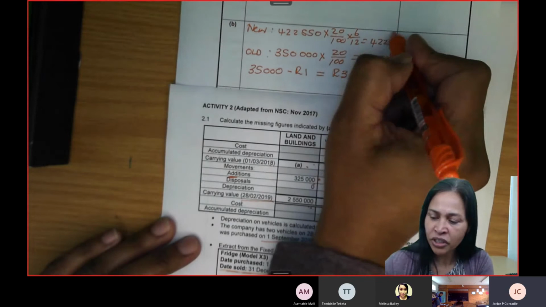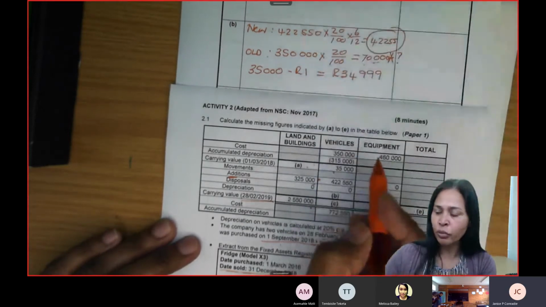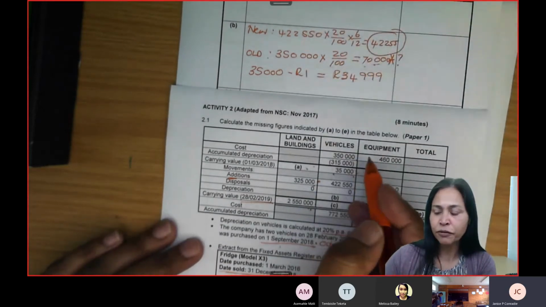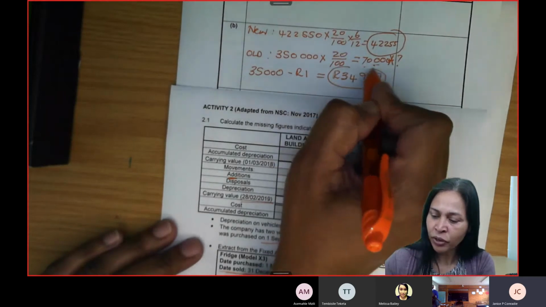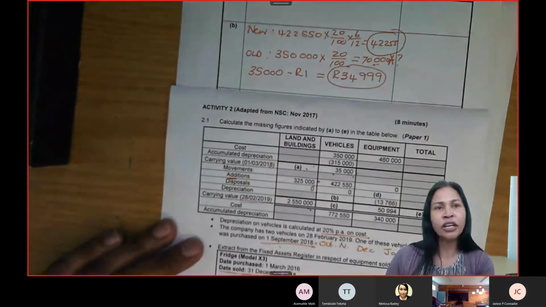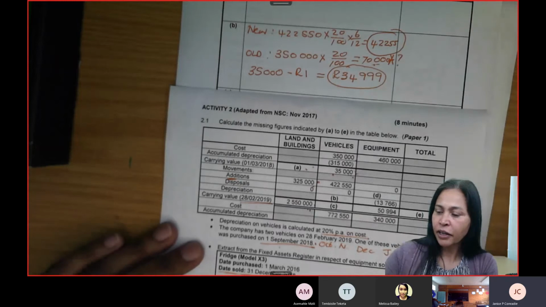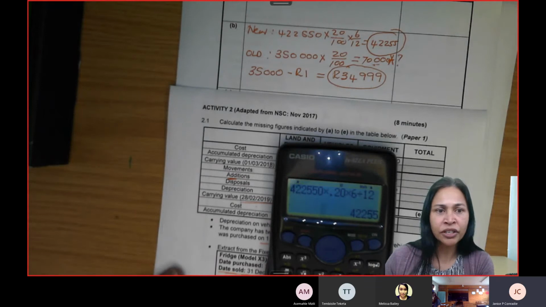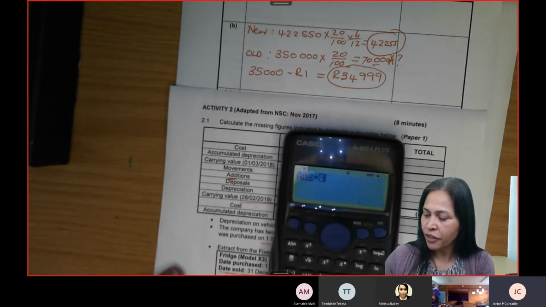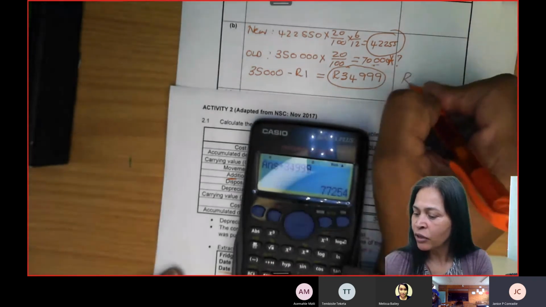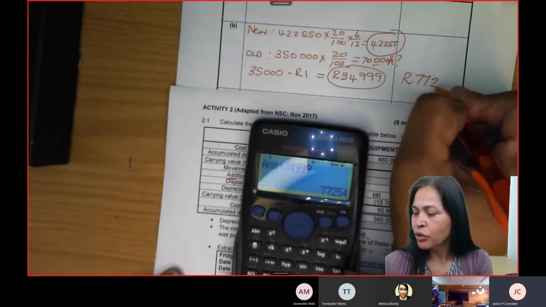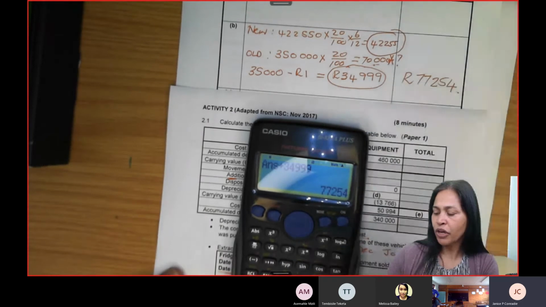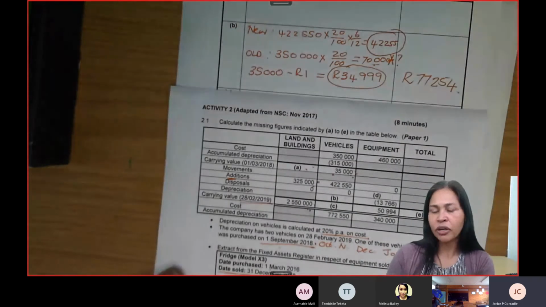On my new one, and I'm going to circle the two amounts that I need, my new one would be that 42,255. And then on the old one, it would be the 34,999. Those two would be added. Already have the 42,255. We add the 34,999, and that gives me my final answer of 77,254. And that is B's answer for that one. Any questions at this stage?